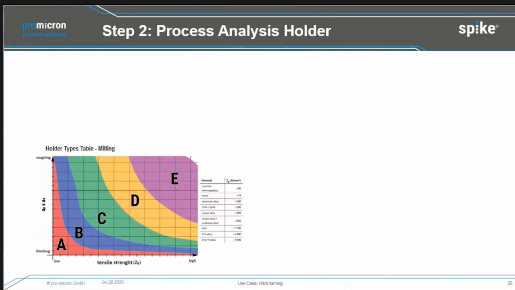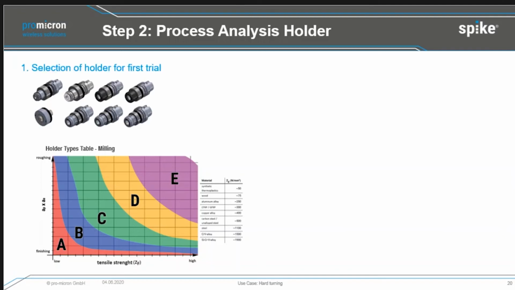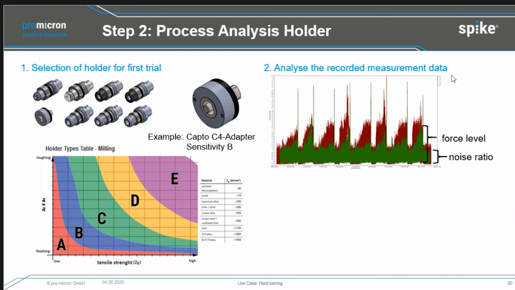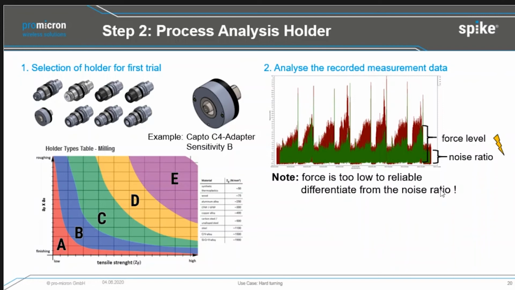And step 2 of the process analysis will be the holder, not just the measuring data. There's a wide range of holders we can offer for our first trial. In this case, we chose a CAP to C4 adapter in sensitivity B. So sensitivity means how sensitively this specific tool holder reacts to the forces. And what we saw earlier were filtered data. And now if we look at the raw data, we see the noise to force level is not quite good.